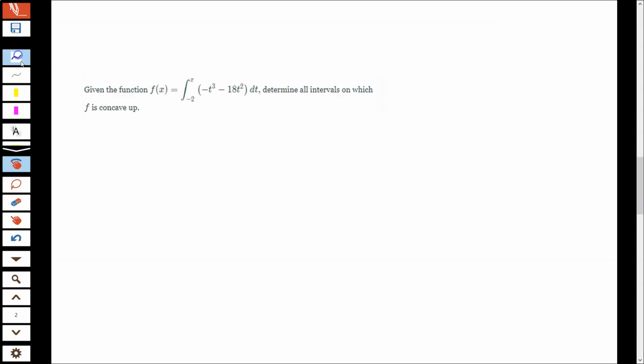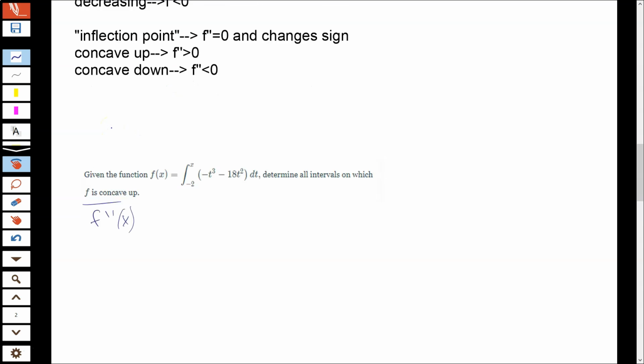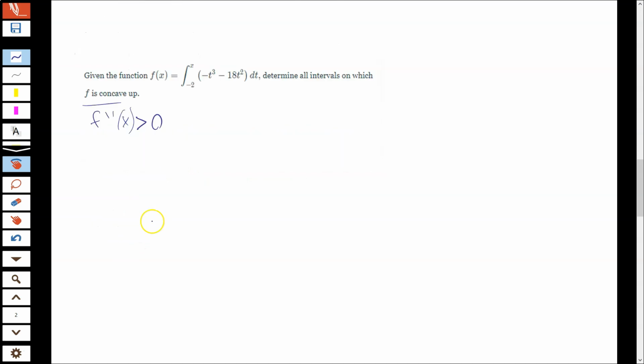So here is our example. So we want an interval where f is concave up. That means we need the second derivative, and we need the second derivative to be bigger than 0, positive. Okay. Well, my first derivative is easy, right? So that's my first derivative. My second derivative is going to be the derivative of that. So I'm going to do power rule.